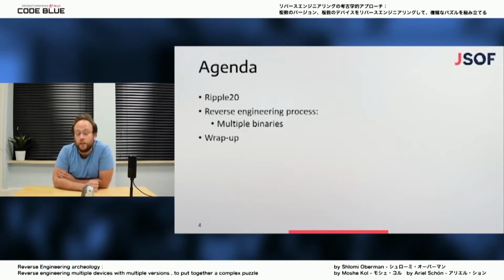What we'll be talking about today is a little bit of background about Ripple 20 for those of you who haven't heard about it, and some pointers on where to find more information. And then we'll go in depth into the reverse engineering process of Ripple 20 and talk about some of the different binaries that we had to reverse engineer in order to piece together a complex puzzle. We'll then do a wrap up with some of the conclusions that can be drawn from what we've seen about what vulnerabilities look like in the supply chain, and what reuse of code looks like in the supply chain.